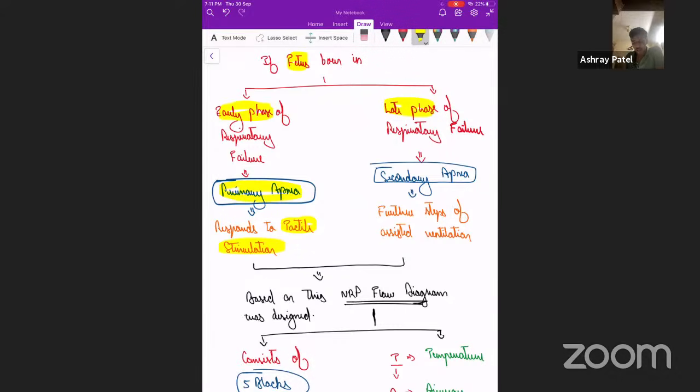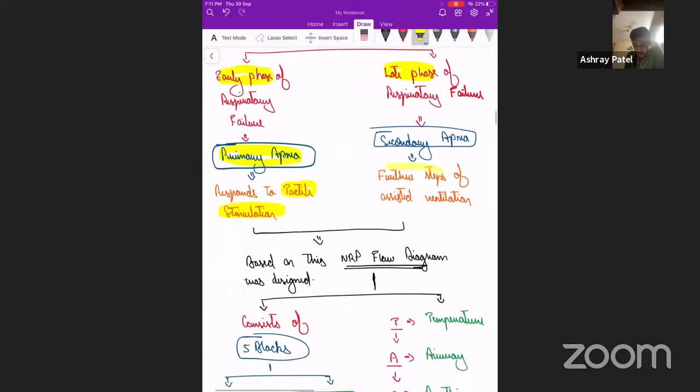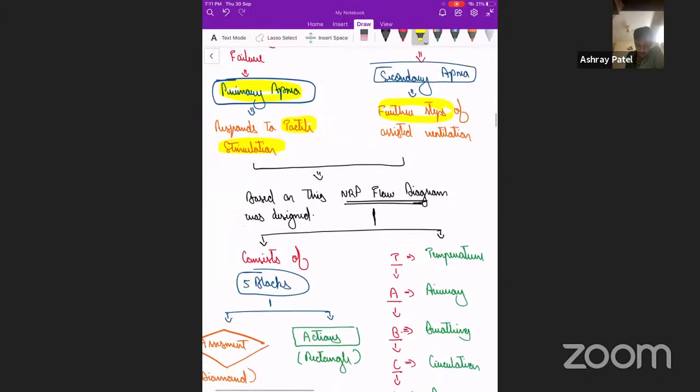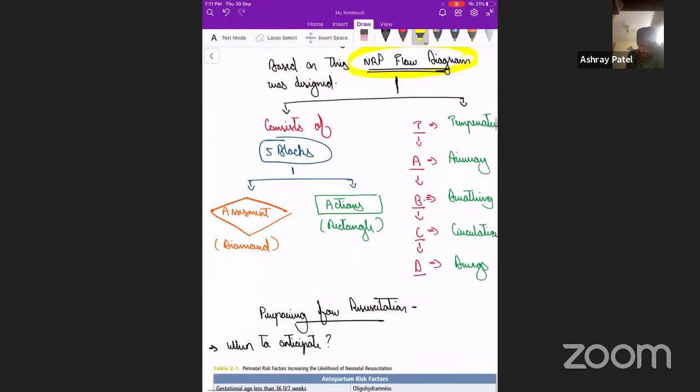That is when the secondary apnea comes into the picture, and that is when further steps of assisted ventilation are needed. Okay, so based on this physiology, our NRP flow diagram has been formulated. It consists of 5 blocks of diamonds and 5 blocks of rectangles.